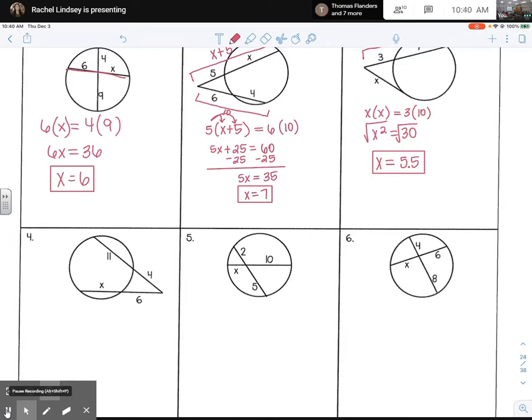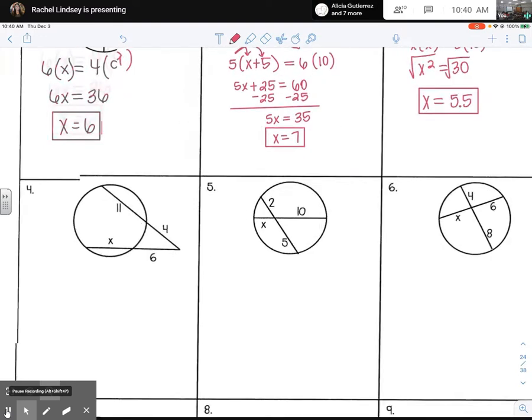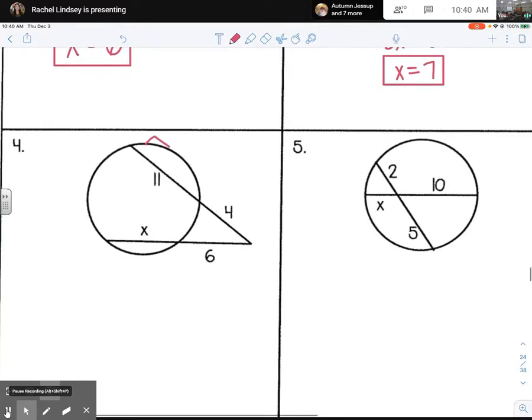Okay, so number 4. We've got on the top line here, outside is 4. What would the whole be? 15. On the bottom, the outside is 6. What would the whole be? X plus 6.